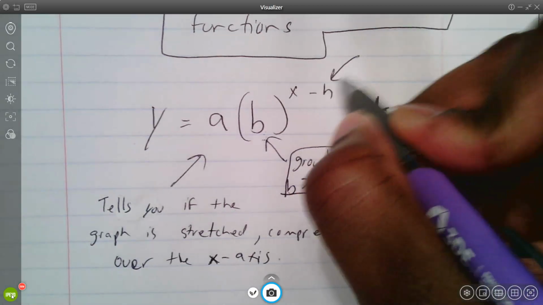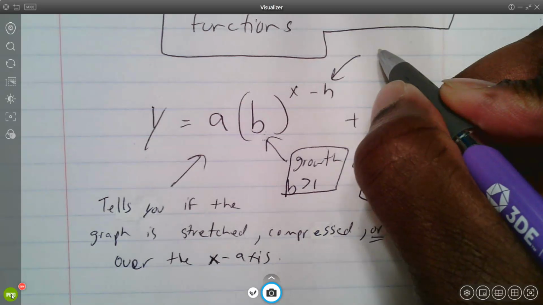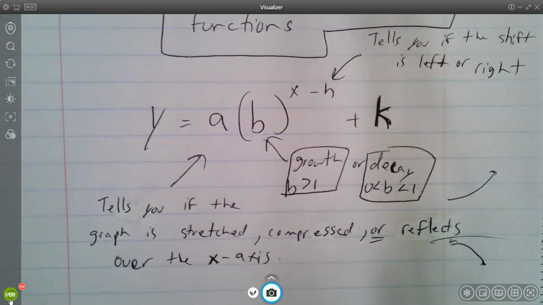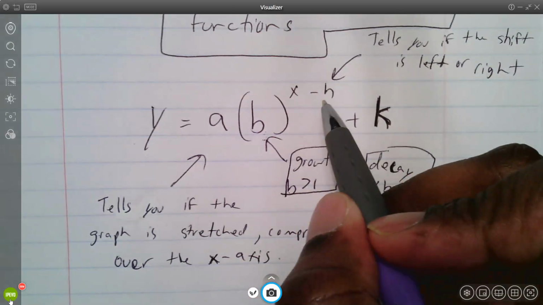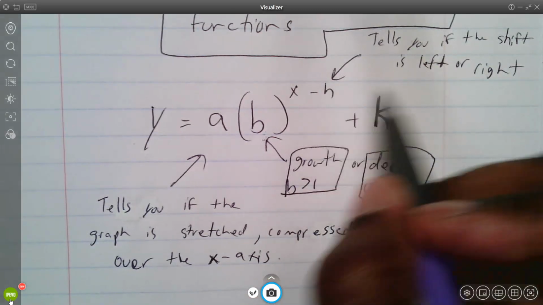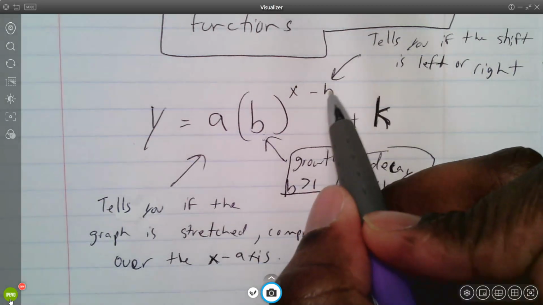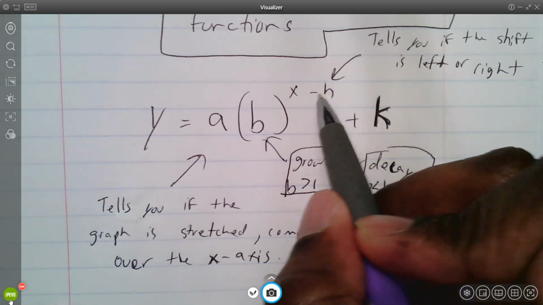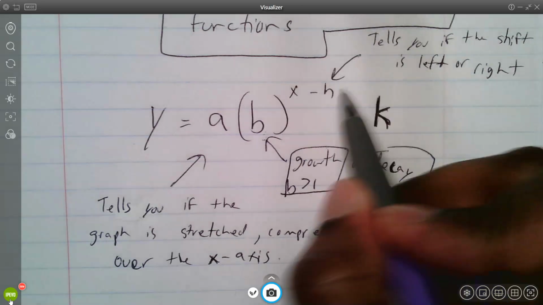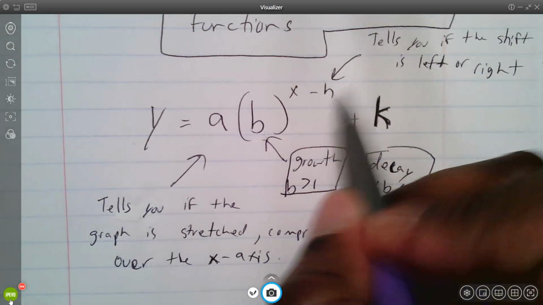This letter here, H, tells you whether you shift left or right. It basically does the opposite of what the sign says. If it says subtraction here, it goes to the right that many units, whatever H is. If it says plus here, it goes to the left that many units. So it does the opposite of that sign.